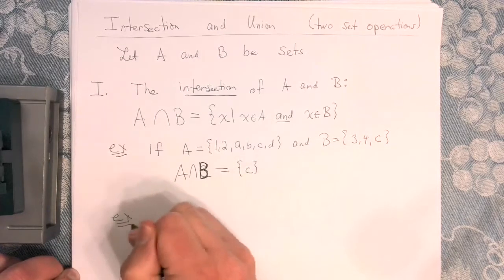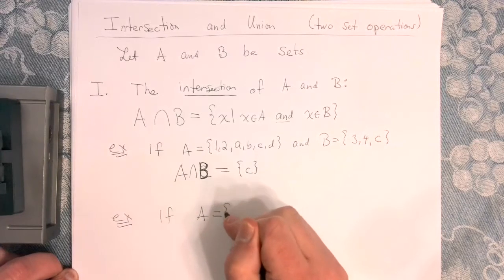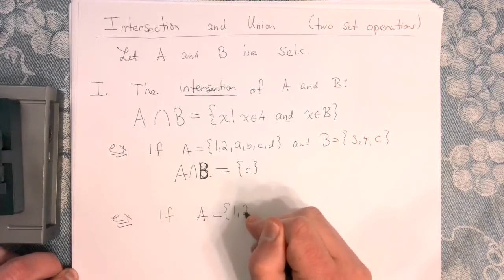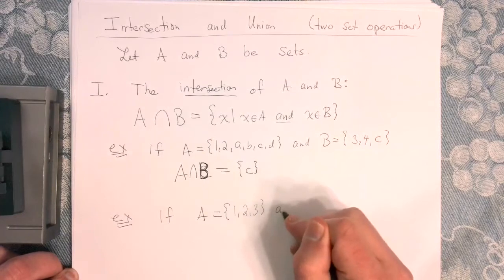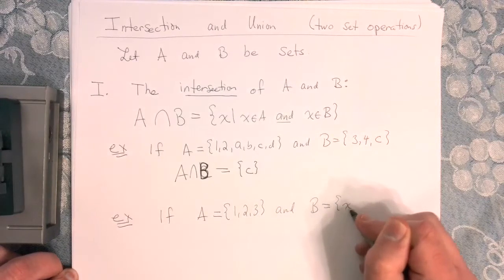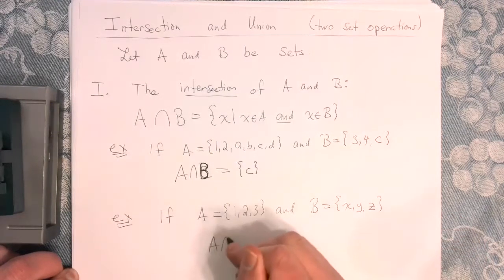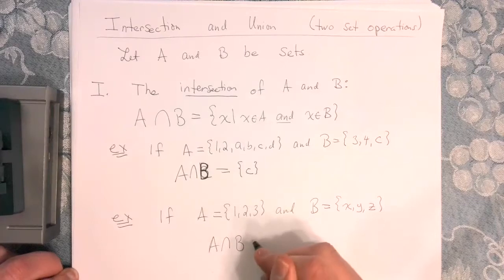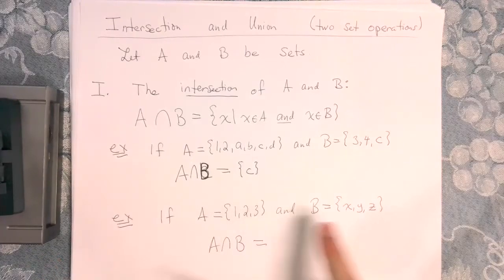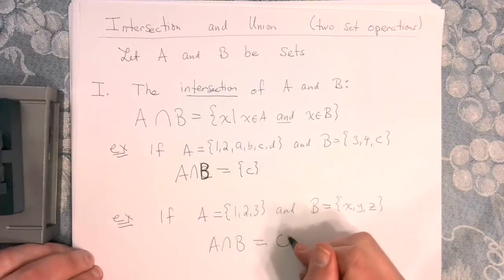Now, what about this case? If A is equal to the set containing 1, 2, 3, and B is equal to the set containing X, Y, Z, what's the intersection of A and B? Well, these two sets don't share any common elements. So their intersection is empty. We denote that with the empty set.